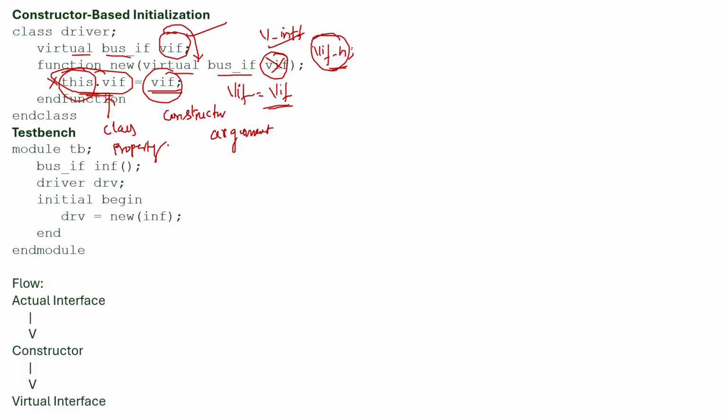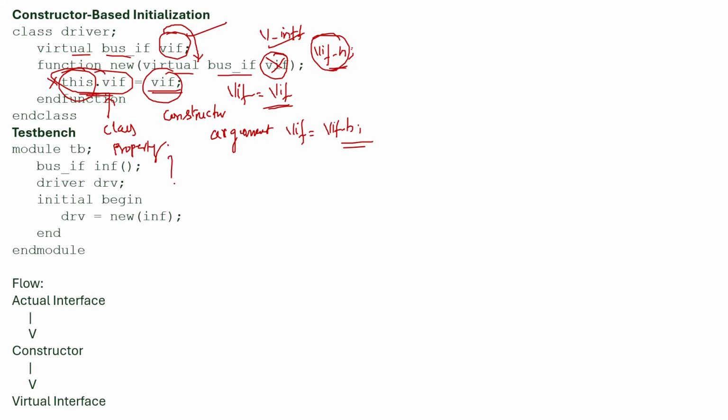In your constructor, I am using that VF handle, and in your class VF I am using. Then both are equated together, then there is no conflict we are getting. How are we equating? VF equal to VF handle. In this way, I am equating them. Then I will get all the signals properly. Okay.